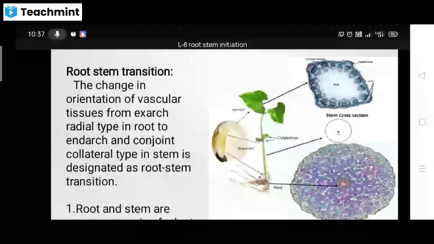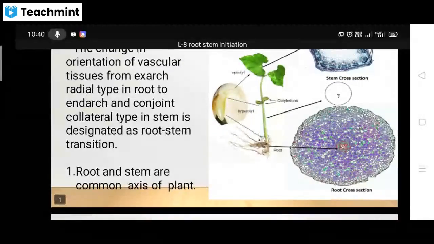Okay. So conjoined and collateral means xylem and phloem are present on the same radius, with xylem towards the inner side and phloem towards the outer side. It is the collateral position. In the root there is only the radial type of vascular bundle. Radial means radius, so xylem and phloem are present on different radii. So how the anatomical structures of the root change into the stem, we have discussed here.